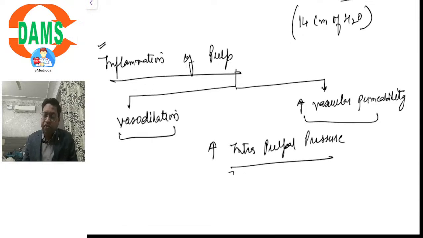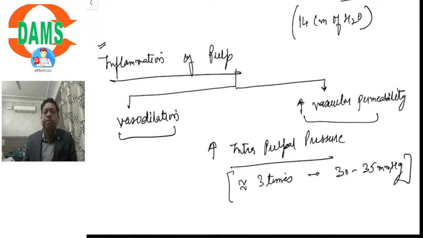And how much does the pressure increase? It increases to nearly 3 times. That is in the range of 30 to 35 millimeters of mercury. So what is 10.2 millimeters of mercury? It is the pressure of a normal pulp. What is 30 to 35 millimeters of mercury? Pressure of an inflamed pulp. Average values. And the more severe the inflammation, the more severe will be the pulpal pressure.